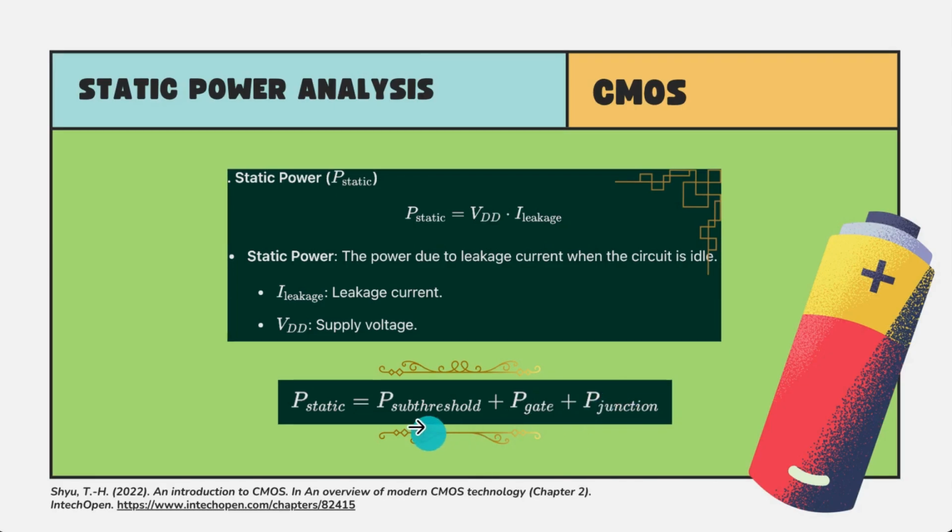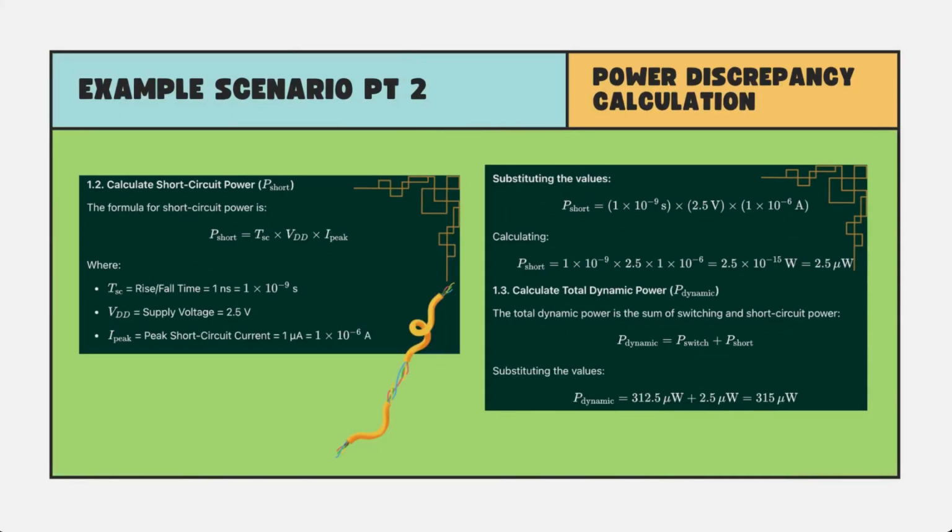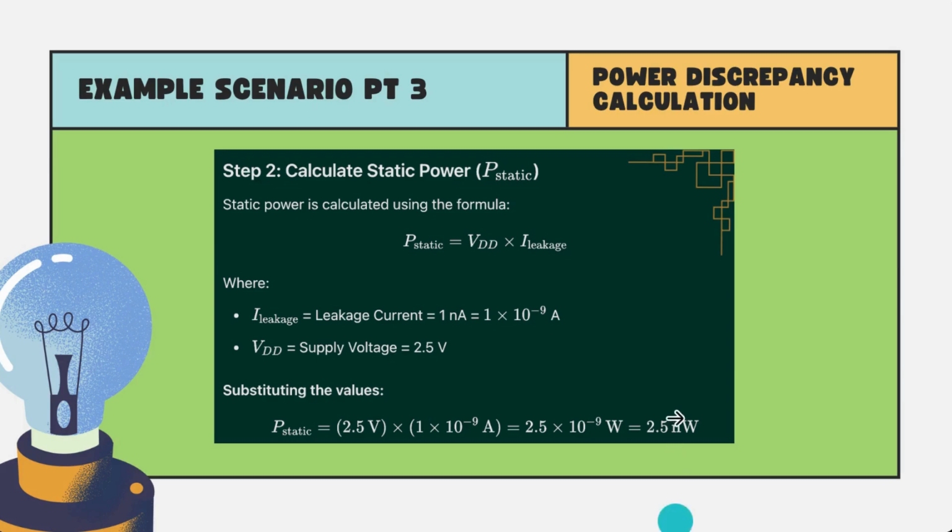To calculate again the static power, you just need to add the P threshold, P gate, and P junction to get the P static. So, per P threshold, you just need the VDD or supply voltage multiplied by the leakage of P threshold, VDD multiplied by P gate, VDD multiplied by P junction, and add all of it to get the P static. And the result is 2.5 nanowatts.